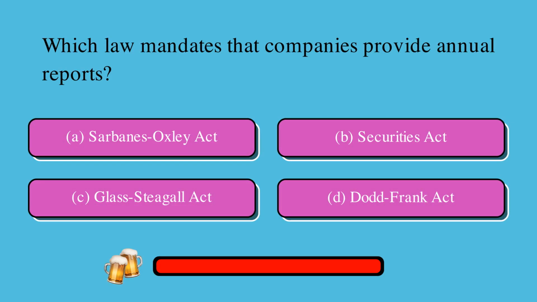Which law mandates that companies provide annual reports? Is it A. Sarbanes-Oxley Act, B. Securities Act, C. Glass-Steagall Act, or D. Dodd-Frank Act? The correct answer is B. Securities Act.